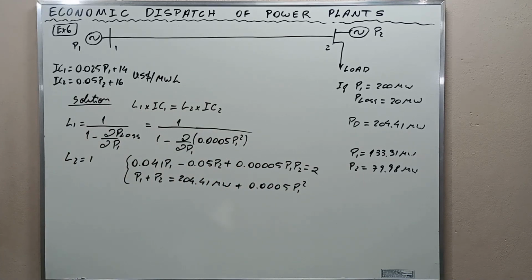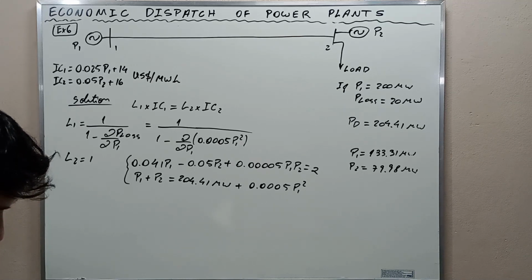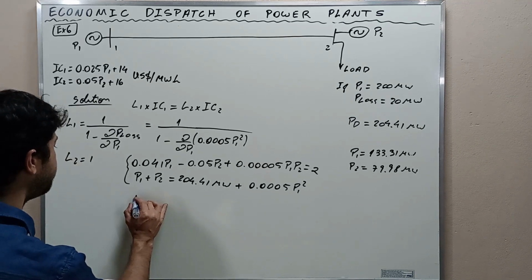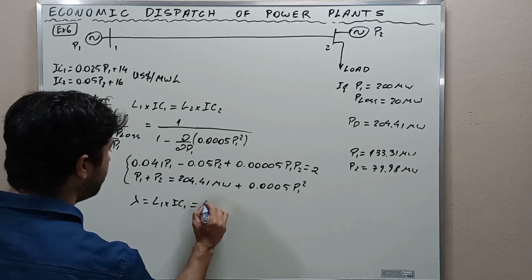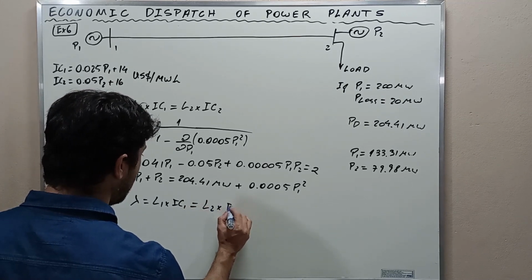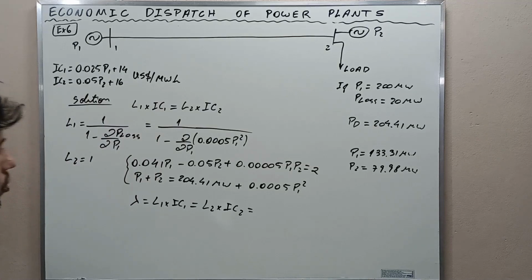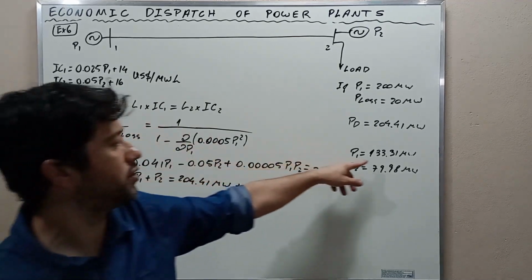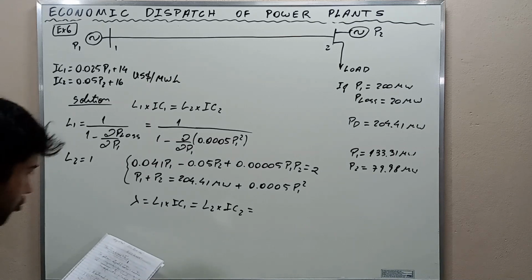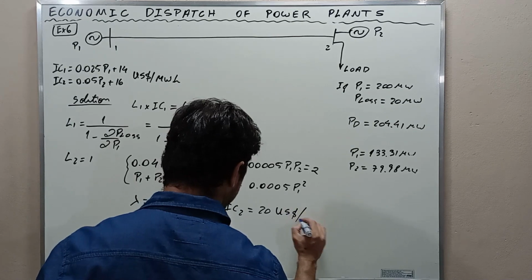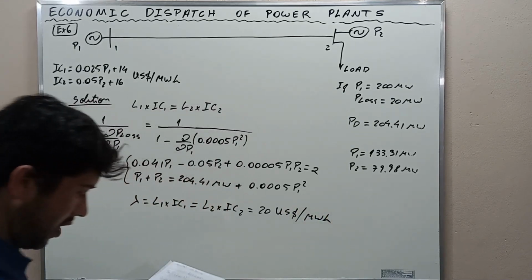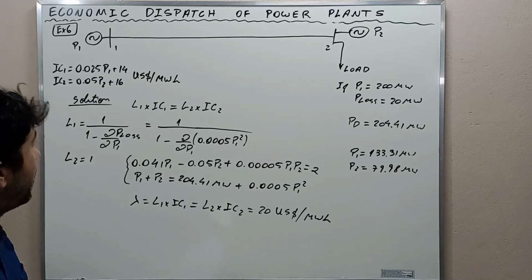Okay, my friends, these are the amounts that each power plant will need to supply. And the cost of received power, lambda, will be equal to L1 times IC1, which will be equal to L2 times IC2. You simply substitute these values, and you find $20 per megawatt hour. Okay, my friend, this is all for exercise 6.